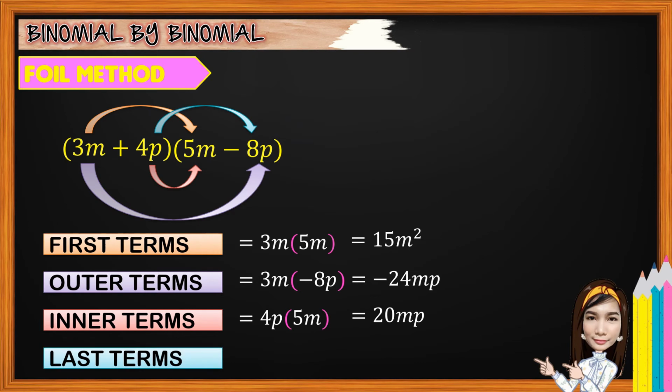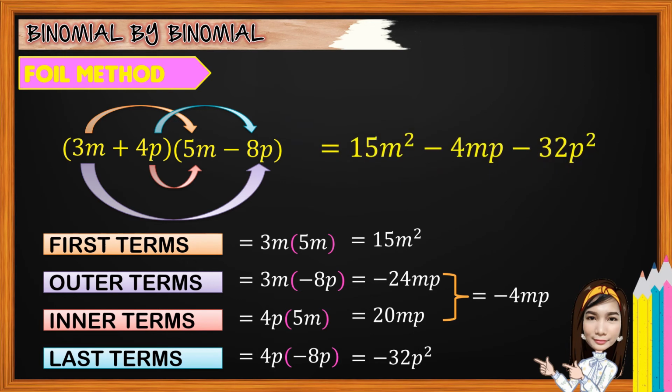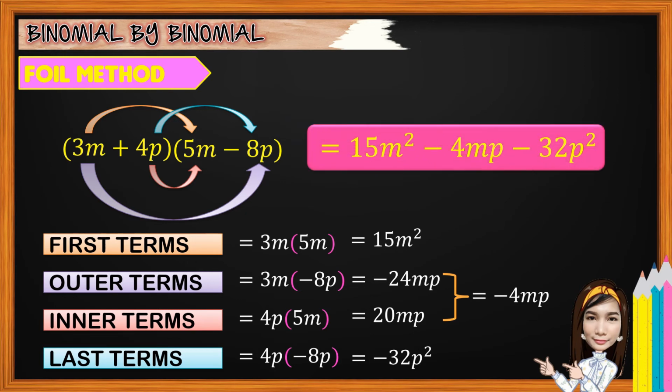And multiply the last terms, we have 4p times the quantity negative 8p, and that is equal to negative 32p squared. Then combine similar terms, negative 24mp plus 20mp. We are going to subtract and follow the sign of the larger absolute value. So the result is negative 4mp. Then write all the results. We have the product 15m squared minus 4mp minus 32p squared.